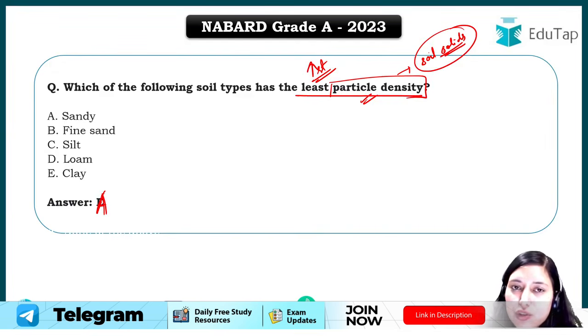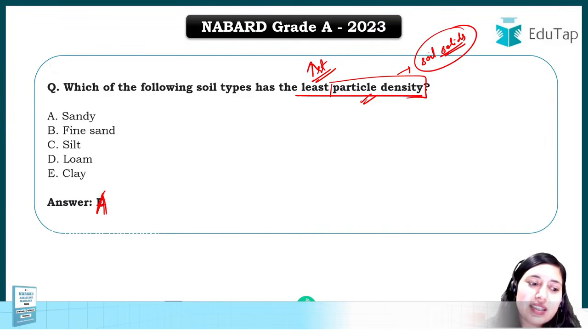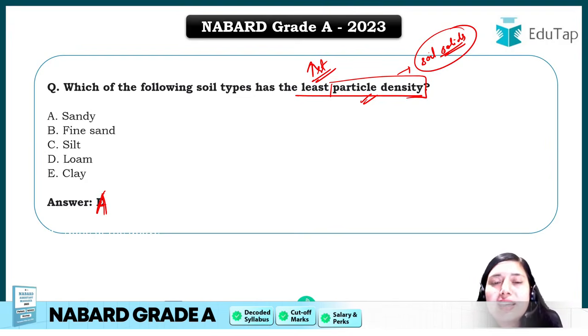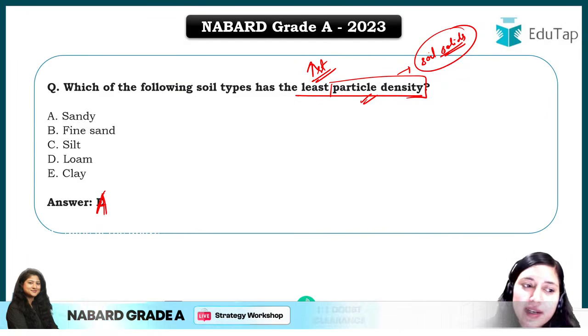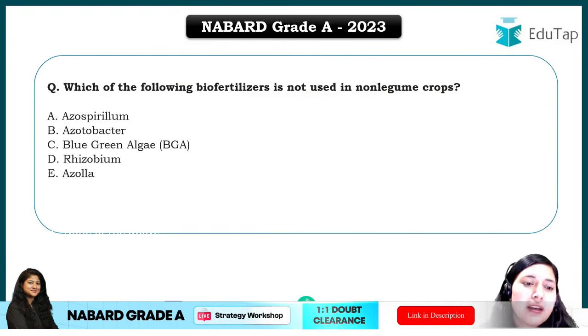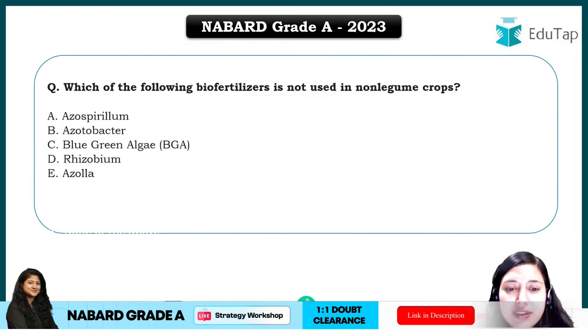There are other factors also, but this is the thing that can be easily understood, that clay is made up of heavy minerals, hence the particle density is more. Sandy soil is made up of light minerals, hence the particle density is less. Clear? Next question is, which of the following biofertilizer is not used in non-legume crops?